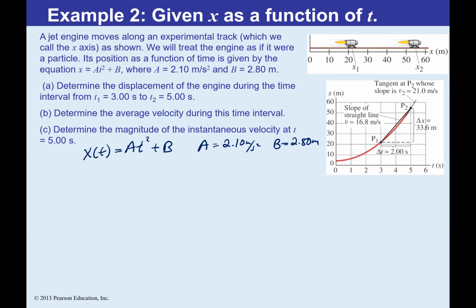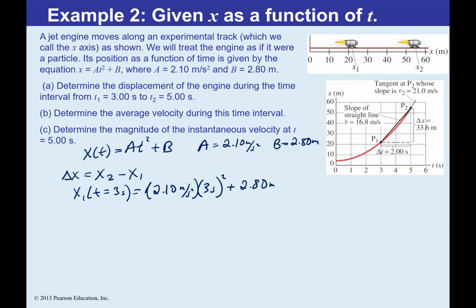Now, what we do here is this. For displacement, remember, displacement is delta x, which is x2 minus x1. All we need to know is what x2 is, what x1 is, and then we can find the difference. Let's look at x1. x1 is when the object is at t equals 3 seconds, which means it's a, which is 2.10 meters per second squared, times 3 seconds squared, then plus 2.80 meters. Okay, so if I calculate this, I should get 21.7 meters.